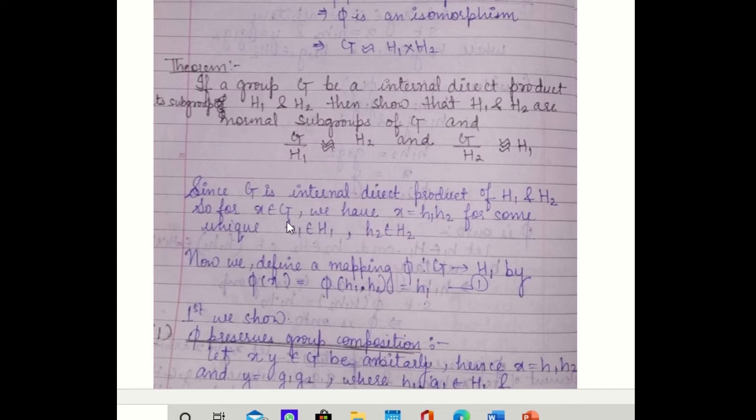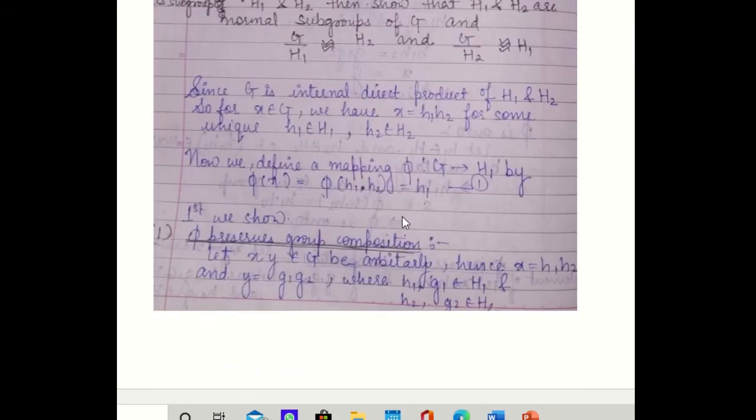Since G is the internal product of H1 and H2, that means for any x belonging to G, we must have x equal to h1 h2, where small h1 belongs to capital H1 and small h2 belongs to capital H2. Now we define a mapping phi from G to H1 by phi of x equal to phi of h1 h2 equal to h1. Let it be equation number 1.